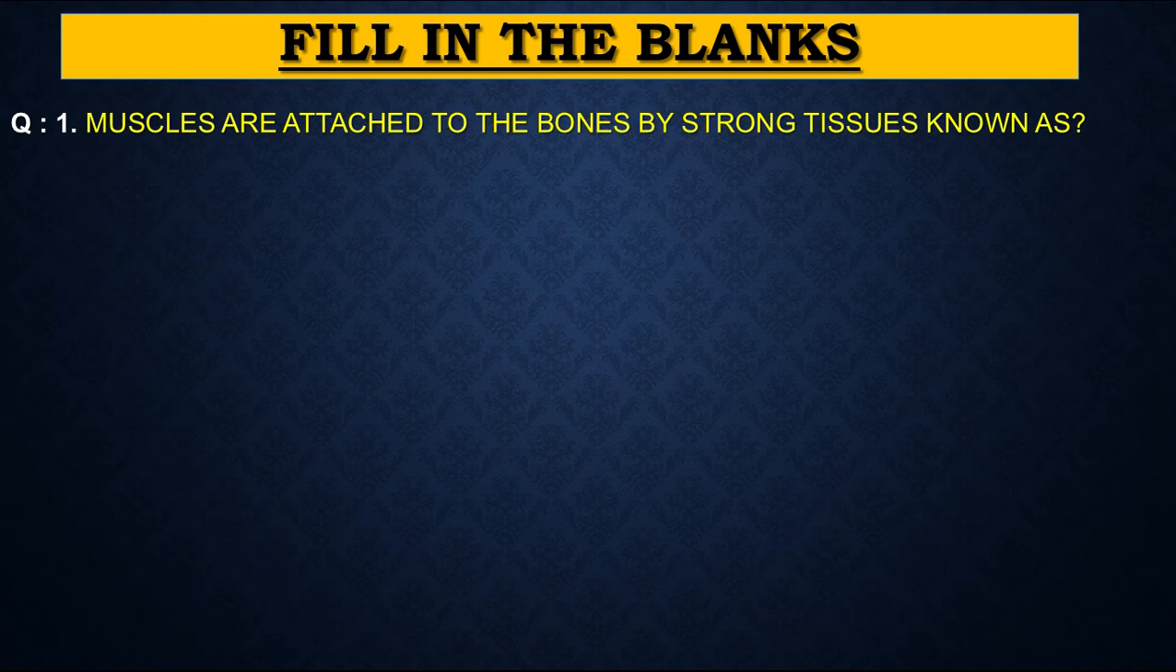First, we will discuss fill in the blanks of this lesson. Question number 1. Muscles are attached to the bones by strong tissues known as. Our muscles are connected with the bones by strong tissues. What are the strong tissues called? Answer of this question is tendons. These strong tissues are known as tendons. Muscles are attached to the bones by strong tissues known as tendons.